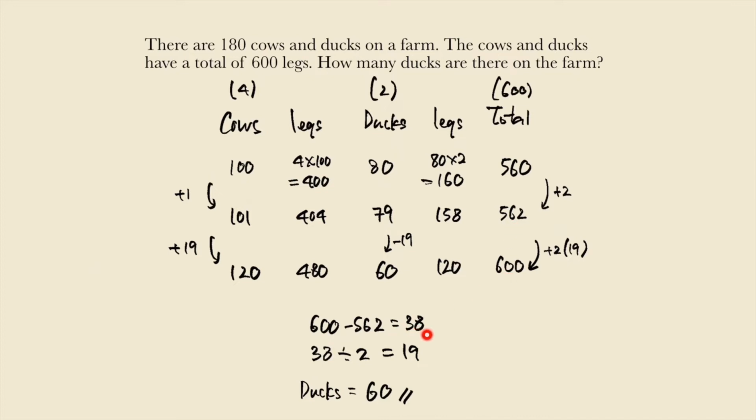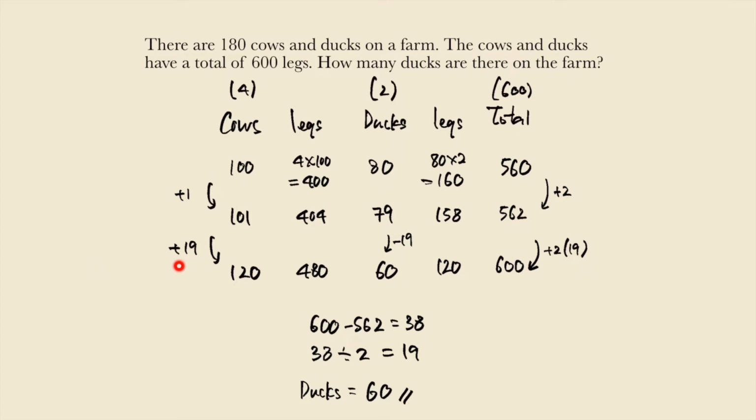Now, how many 2s is that? Because I'm going to go like this, right? Plus 2, plus 2, plus 2, plus 2, plus 2. How many 2s are there to form 38? That's 19. In other words, I'm going to increase by 2 19 times, which means I have to increase by 1 19 times as well.